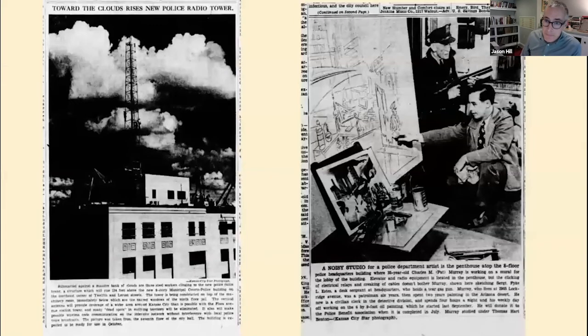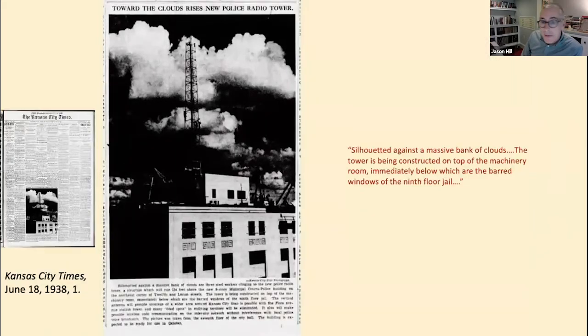To conclude, 2 more front page news photographs from the Star and its morning edition, The Times, published a decade apart and together confirming, I think, the sure confluence of painterly, criminological, radiophonic, and photographic forces in play in the midst of Murray's swirling Kansas City clouds. The first was published in the morning edition of June 18th, 1938, several months before the new headquarters opening.